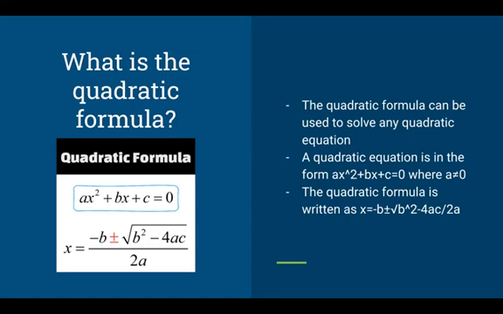But if the problem gives you the condition that this is a quadratic function, so it is specified as a quadratic, then a shouldn't be 0, because if a equals 0, then this is not a quadratic function since you don't have an x squared. And the quadratic formula is written as x equals negative b plus or minus the square root of b squared minus 4ac, over 2a.